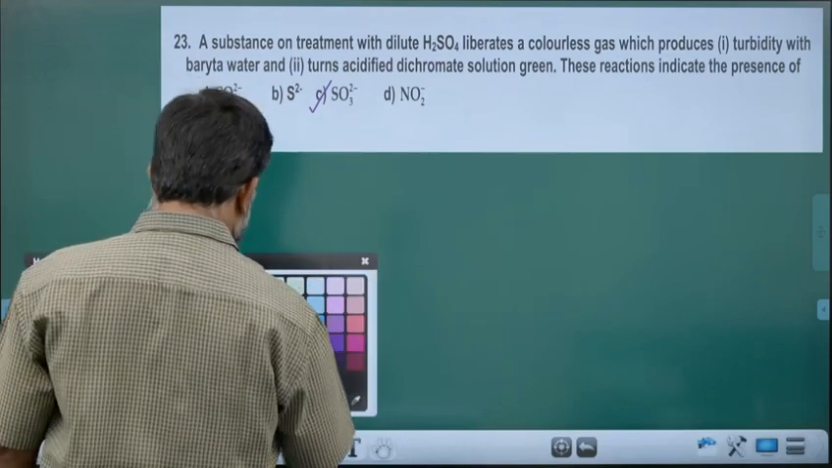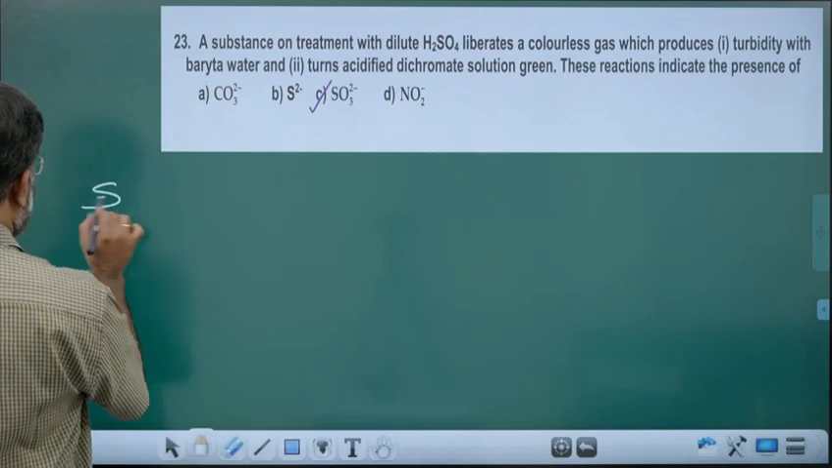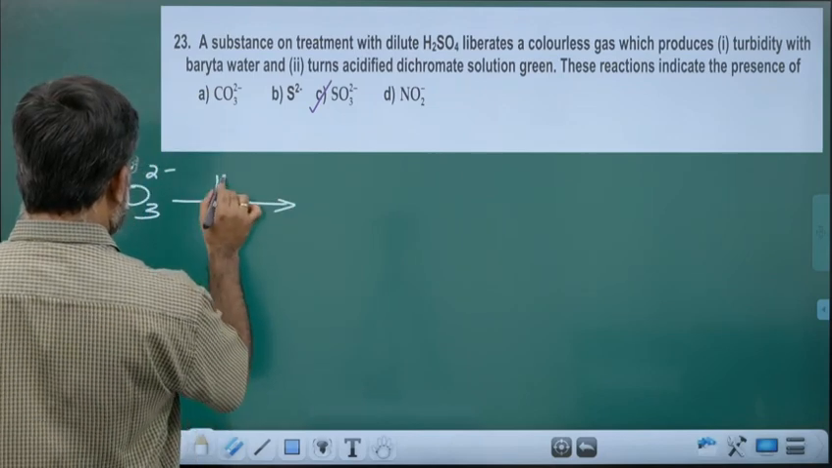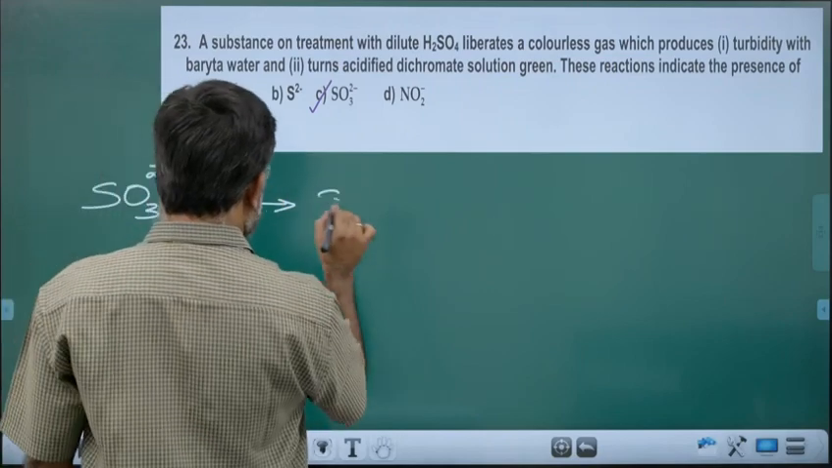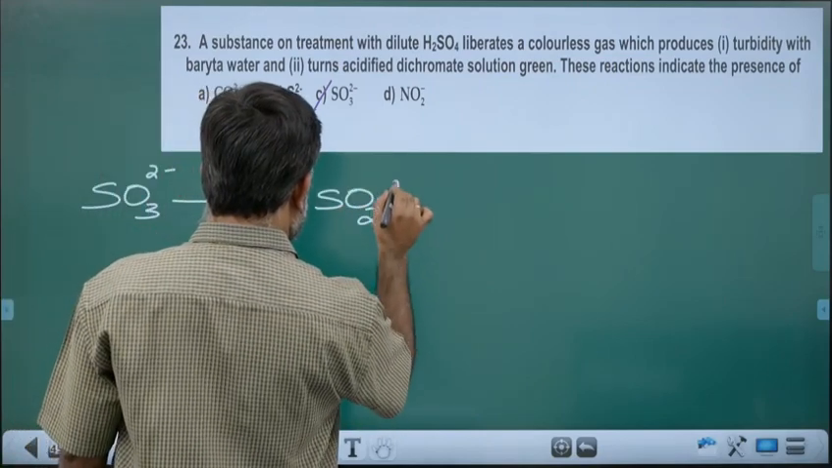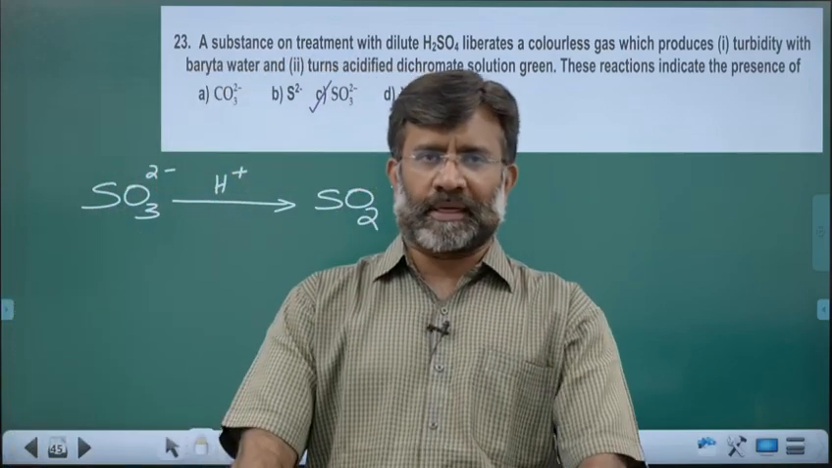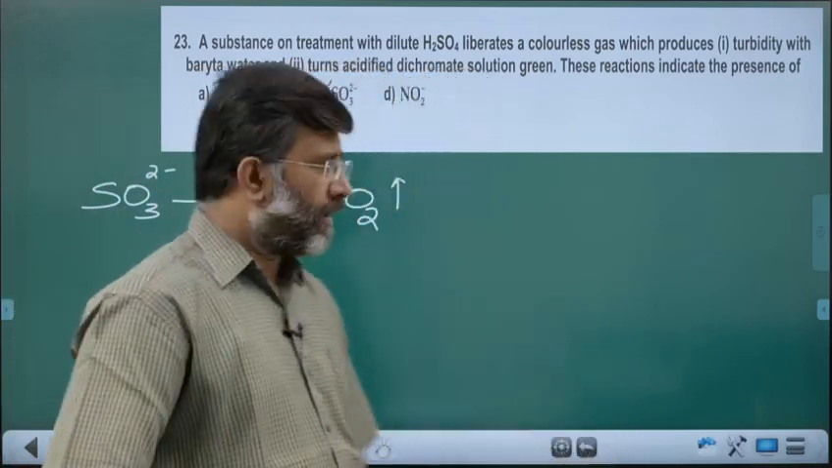All the reactions are given in the textbook. SO3 2 minus interacting with the dilute sulfuric acid, you will get SO2 gas liberated. That is given as a method of preparation of SO2 in the textbook. You can find out.